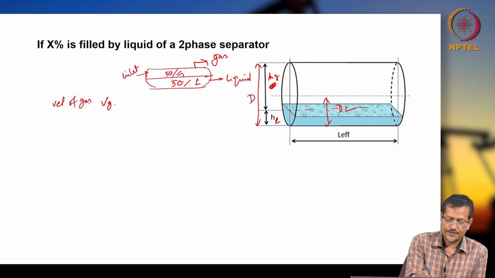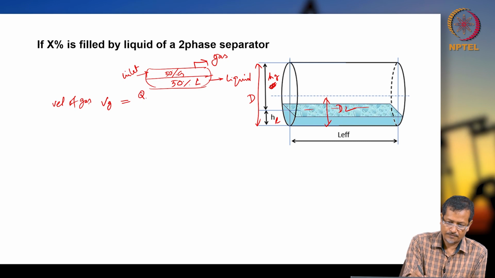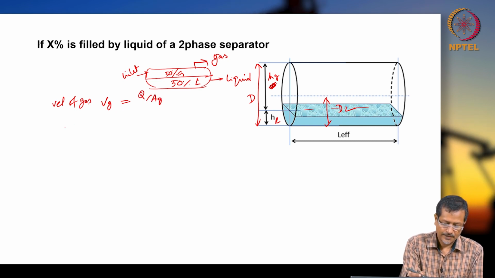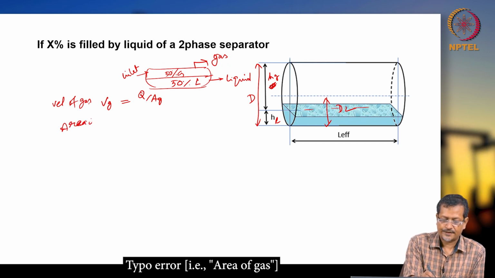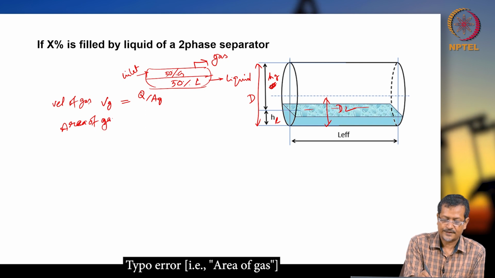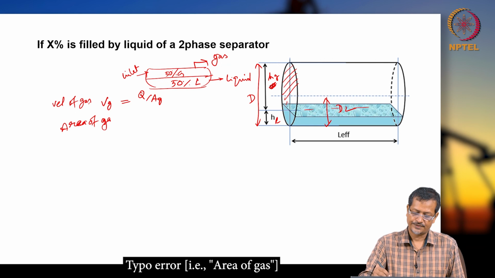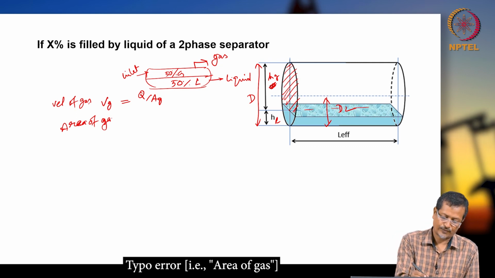Okay, so V gas, or Vg, will be Q by Ag, the area of gas. Area of gas means this cross-sectional area, this portion. Okay, this area. This is the gas area, that amount of gas is flowing.